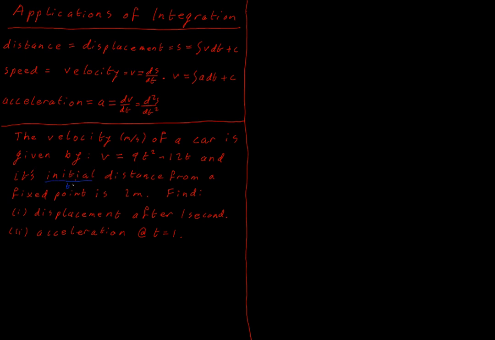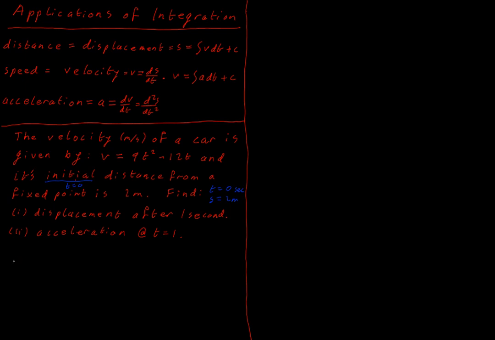Initial means t is equal to 0. So this is a key bit of language that will come up in the questions. What we're told is that when t is equal to 0, s is equal to 2 meters. So that's the information that's given to us here. So we have the velocity, and we also know these initial conditions: at t is 0, s is 2 meters. So we have that.